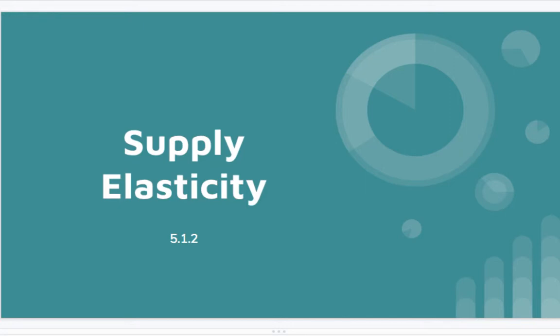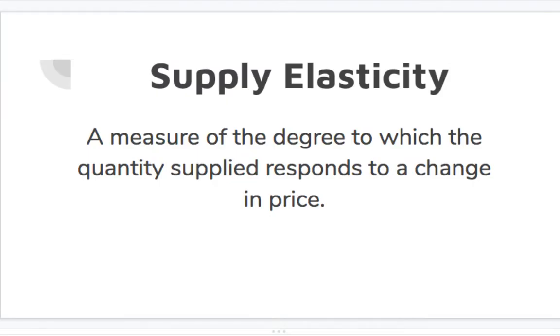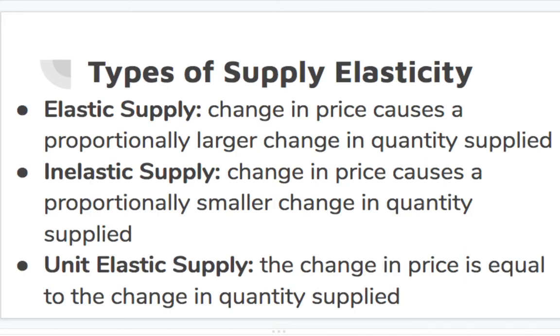Today we're still in Chapter 5. We're in the second part of this. We're talking about supply elasticity. To define supply elasticity, simply stated, it's the responsiveness of the quantity supplied to a change in the price. So we're going to look at the three different types of elasticity.